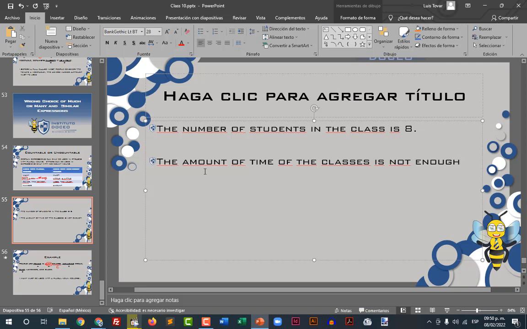For example, the number of students. In this case we have the word number, and I'm talking about students. Students are countable. The number of students in the class is 8. And here I say, the amount of time of the classes is not enough. In this case I'm using amount, but I'm talking about time. Time is uncountable.